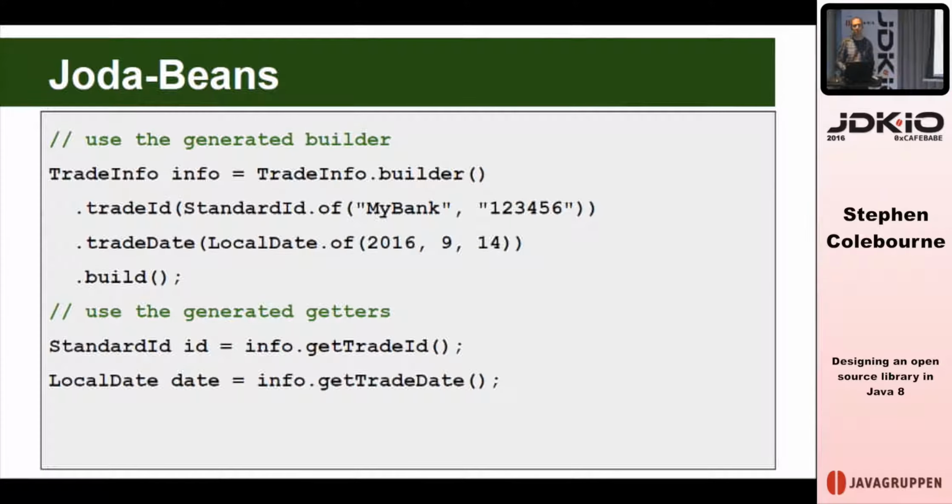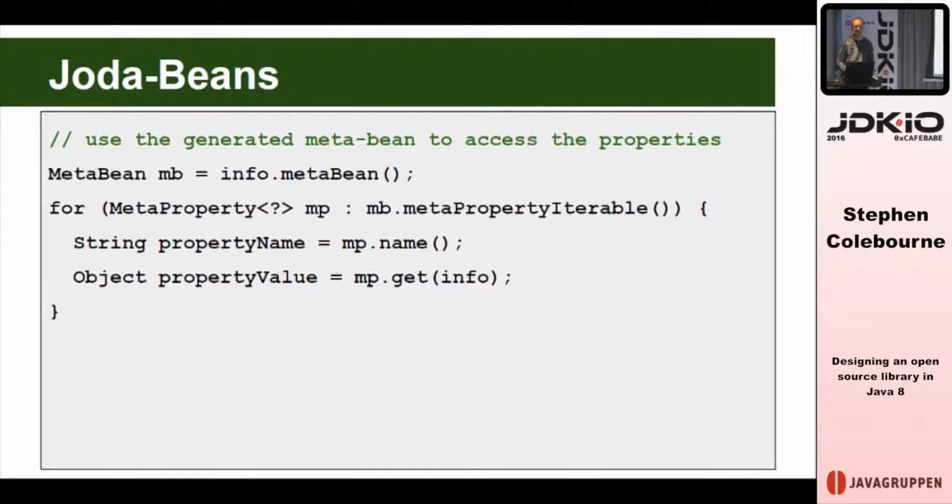And because it contains the properties part, it also means you've got all the right tools present to plug into frameworks that need to be able to create these beans themselves. So all the right tools are there for that. And here's an example of what that framework might look like. So here I'm taking that TradeInfo object and I can get a meta bean, kind of like the equivalent of the Java lang class object. And then I can loop around the properties within that. And I can get the name of the property and I can get the value of that property.